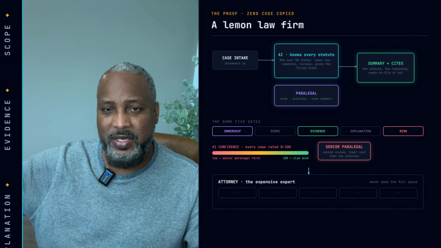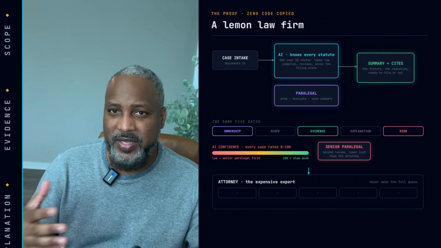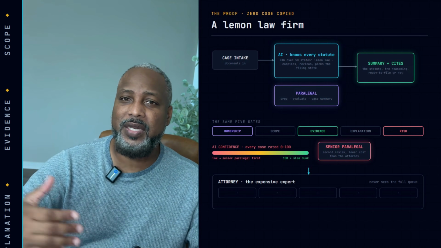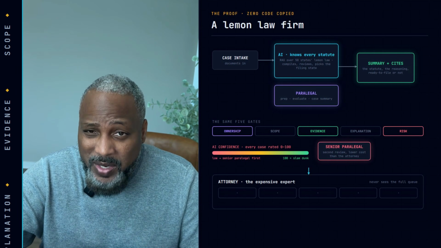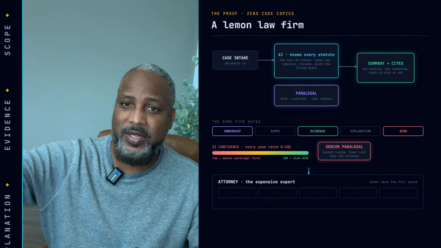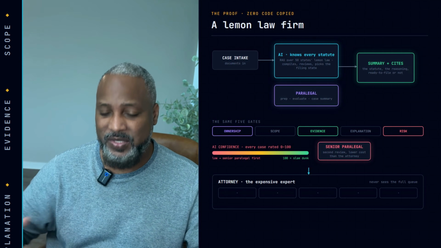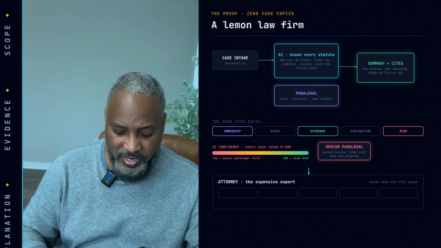So again, from the concept here, from the 5 gates, which is risk, not everything has to go through the same process. You're seeing that the cases the AI wasn't too sure about got escalated to someone else who was a lower per hour cost worker than the attorney themselves, right? So that's your risk right here.